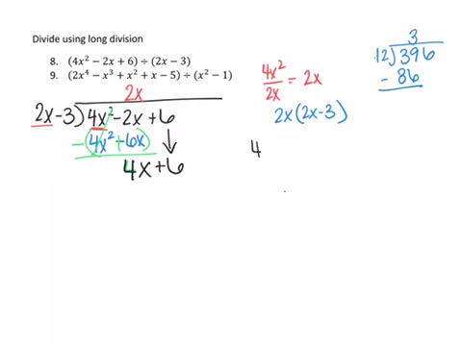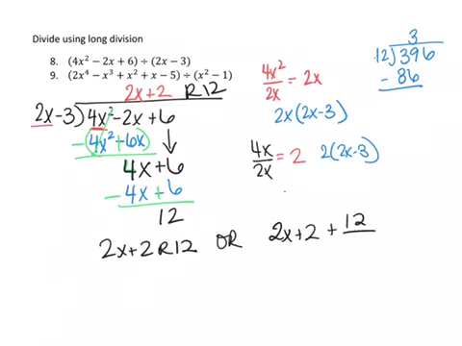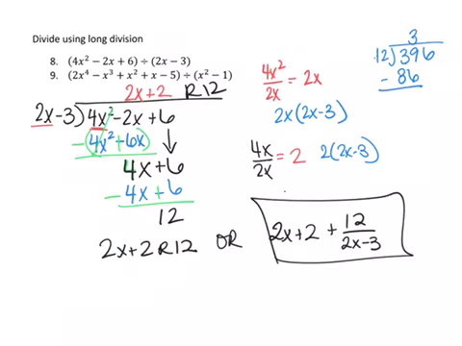Now I'm dividing 4x by 2x. And 4x divided by 2x is 2, so plus 2. Then I'm going to multiply 2 times 2x minus 3. So we get 4x minus 6. And then we're subtracting, so it changes the minus to plus again. And we get 12. So my answer is 2x plus 2, remainder 12. Or we really like it this way better, 2x plus 2 plus 12 over what I divided by, 2x minus 3. So that's our preferred answer there.